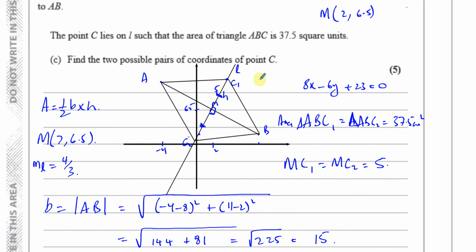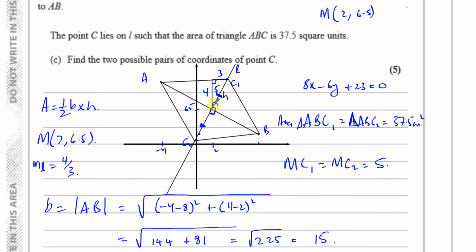That's 5 units. So if you think about it, the gradient is the rise over the run. So if you think about this, that's the rise and that's the run. It makes like a right angle triangle, the rise over the run. So if the gradient is 4 over 3, then this is going to be 4 and this is going to be 3.